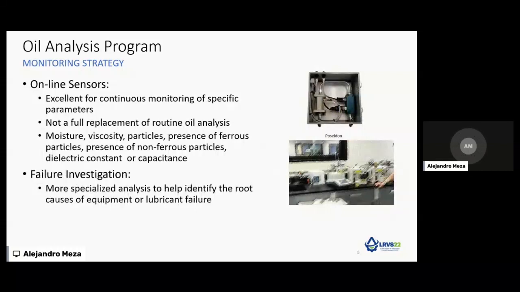Another resource that is getting more popularity little by little, step by step, is sensors on reservoirs or in circulation, where they monitor the lubricant product. Some sensors may detect specific parameters, like moisture contamination, particle counting, viscosity. Some other sensors measure the oil chemistry area. They are still not very precise.